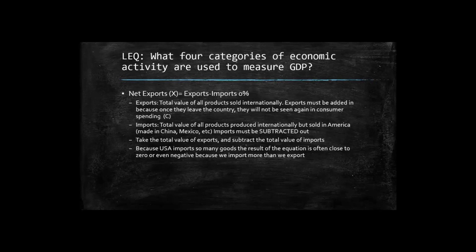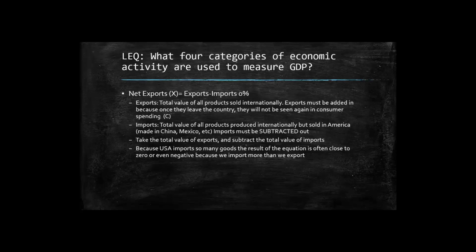So here's what I need you guys to know. What you do is you take the total value of exports and simply subtract the total value of imports from it. So if the total value of exports, that is if we sold $3 trillion worth of stuff and we imported $2 trillion worth of stuff, that means our net exports was $1 trillion.